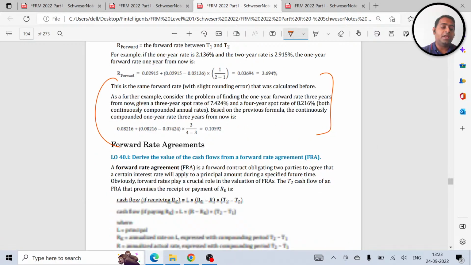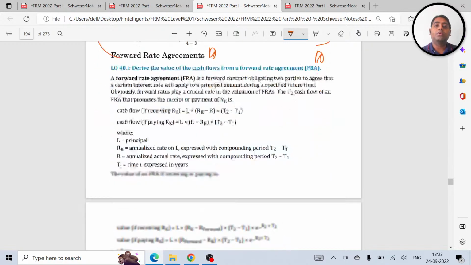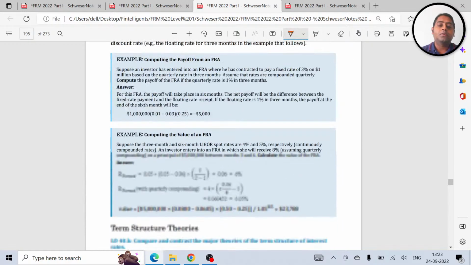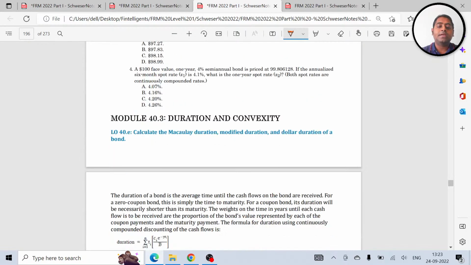Okay, FRA is also being tested in the exam. So please make sure that you're good with FRA also. Okay, term structure theory is not so likely to be tested.